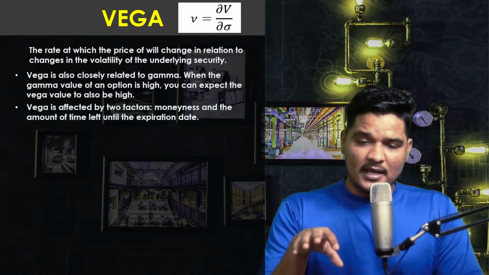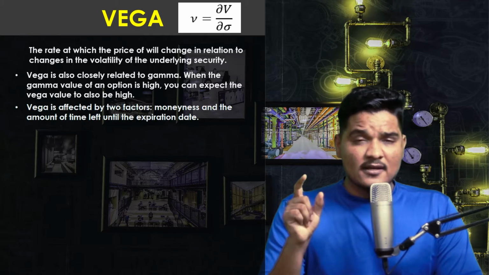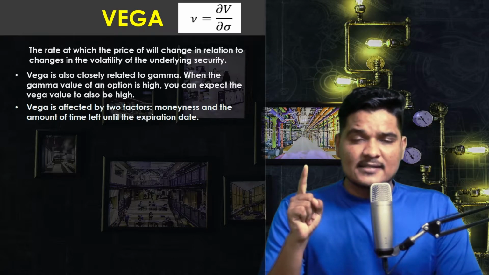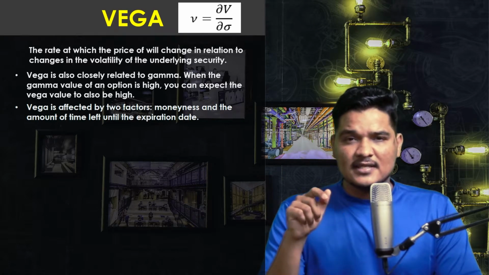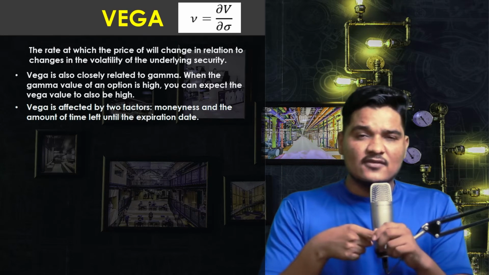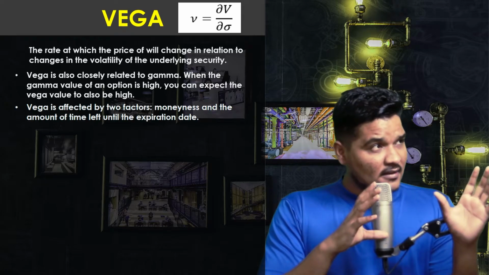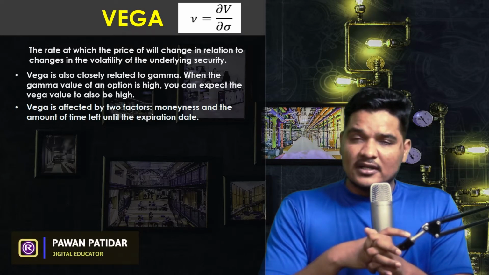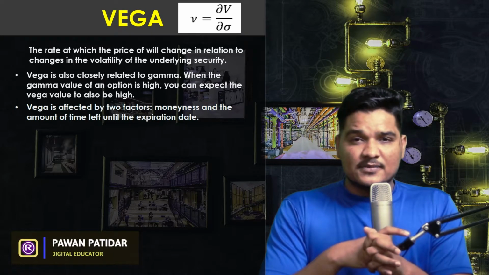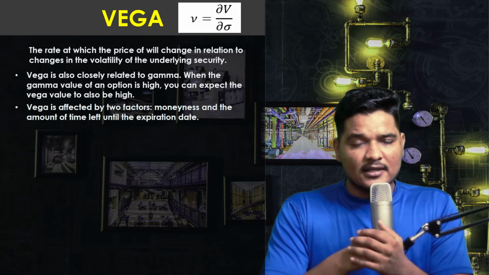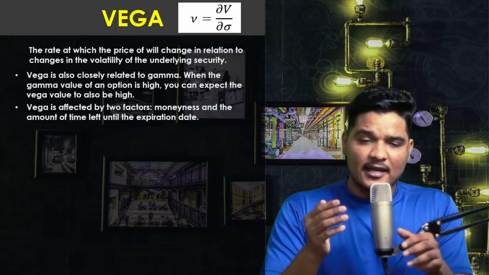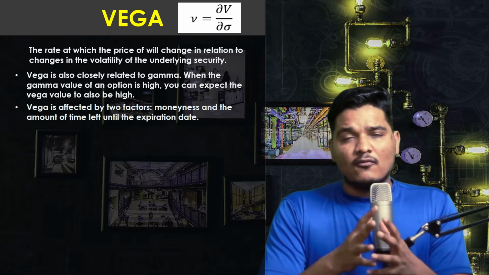So mainly Vega will be dependent on two things. First one is moneyness, second one is time till expiration. Well, if you see here, moneyness will not be much affected by volatility, but definitely time till expiration, if you calculate the premium, will be directly related to volatility. As I have already told you, time value will be dependent on volatility.